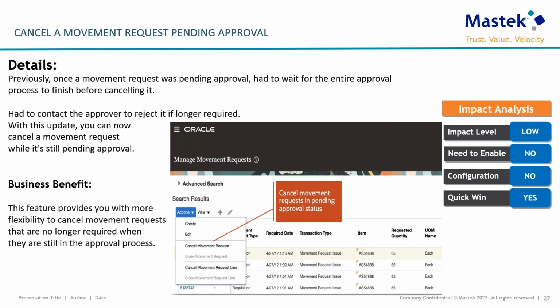So now with this feature, we can cancel a movement request while it is still in pending approval. The main business benefit is that this provides the flexibility to cancel a movement request which is no longer required, and it will not require any approval process. So again, this is a quick win for us. No configuration is involved in it, and we need not opt in for it.